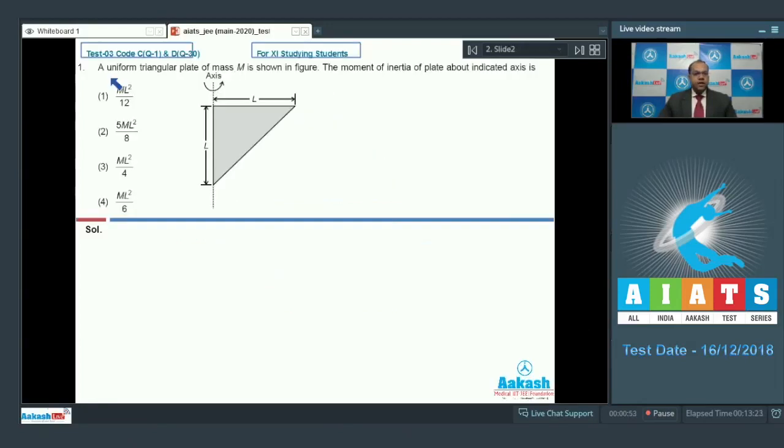Let's move to question number 1. In question number 1, a uniform triangular plate of mass m is shown in the figure. The moment of inertia of the plate about the indicated axis is. So this is the plate and we have to calculate the moment of inertia of this plate about this axis.